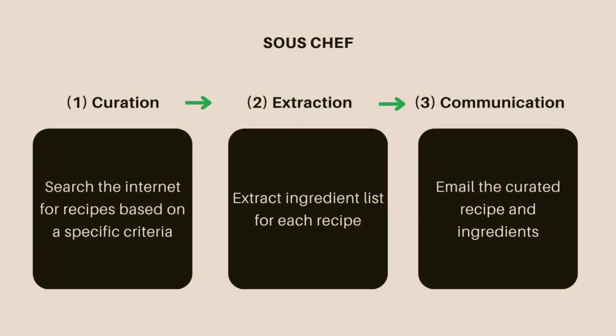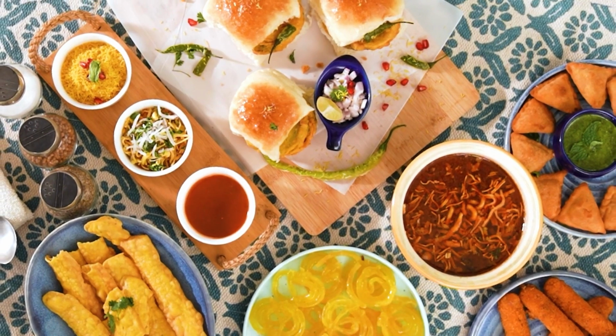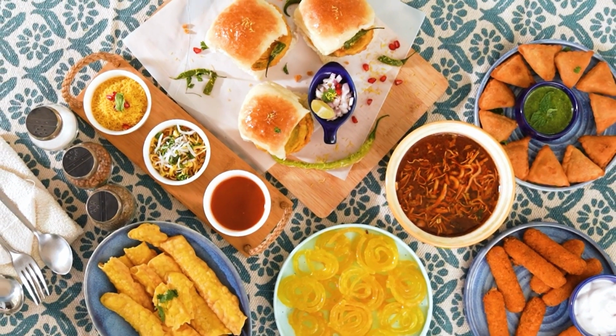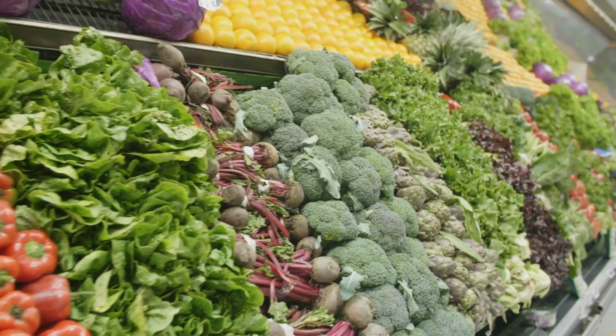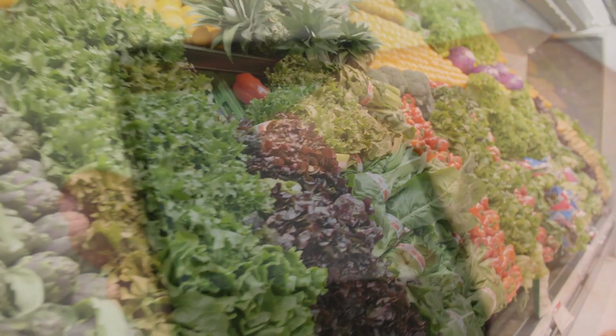In a nutshell, Sous Chef is an AI agent that scours the internet for recipes based on my family members' preferences, ingredients I want to use, and any dietary restrictions. It finds the top 5 recipes that fit these criteria. Next, it extracts the specific ingredient list for each recipe and sends me an easy-to-read email with links to the recipes and their respective ingredients.